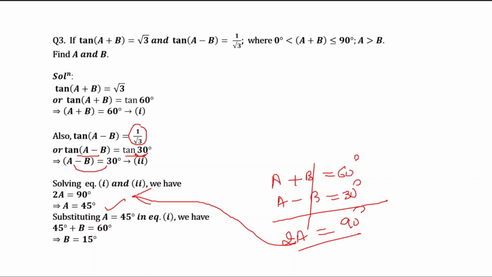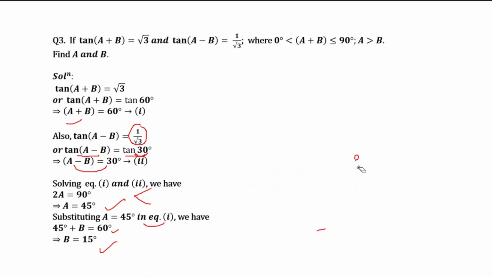Clear to you? Now since you have your a, you can substitute the value of a in either of the equations 1 or 2. I am substituting it in equation 1, and so a is 45 degrees, 45 plus b equals 60. This implies b is 15 degrees, right? And you can cross check your answers. How?